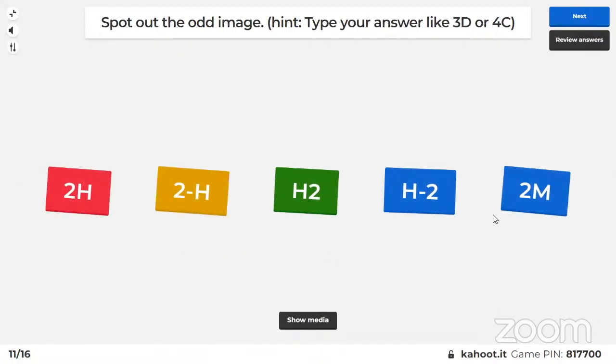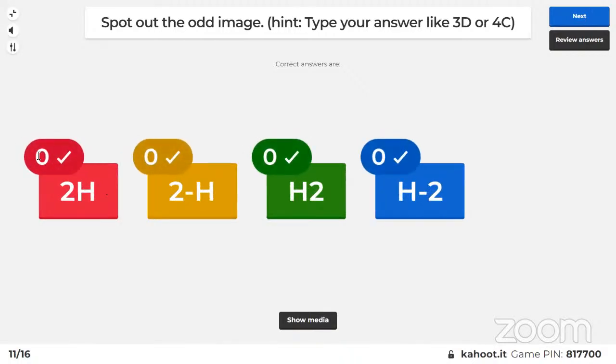All right, time's up. Okay, you can see the correct option. You can see here.